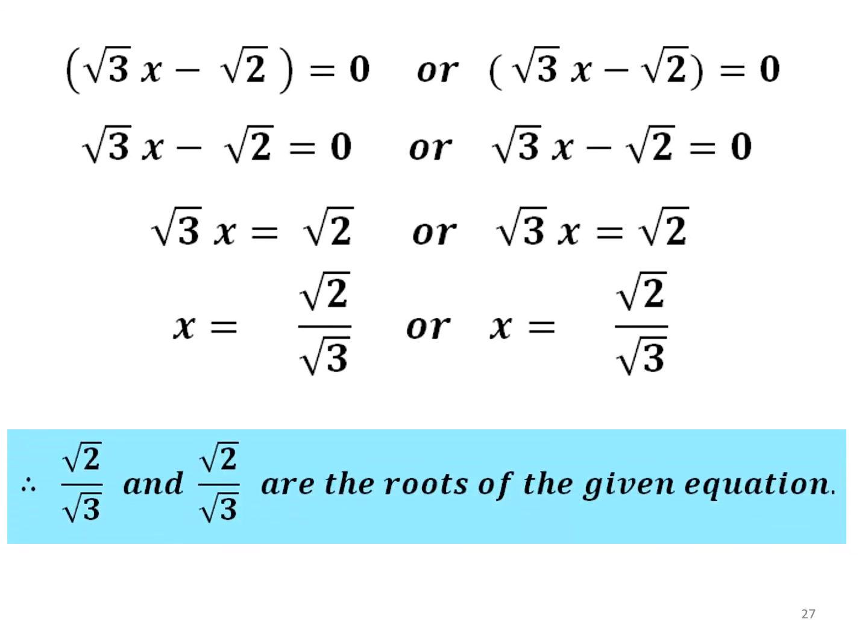And therefore, root 2 upon root 3 and root 2 upon root 3 are the roots of the given equation. Here I have written individual root 2 and root 3. You can write it together in one root sign, and then you can write square root of 2 upon 3. That is also a correct way of writing.